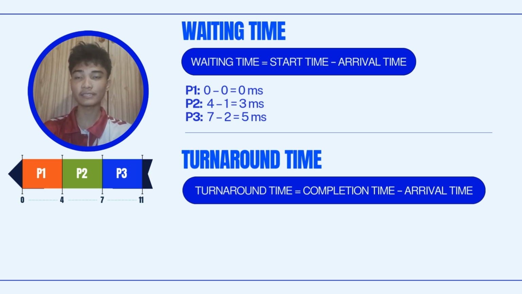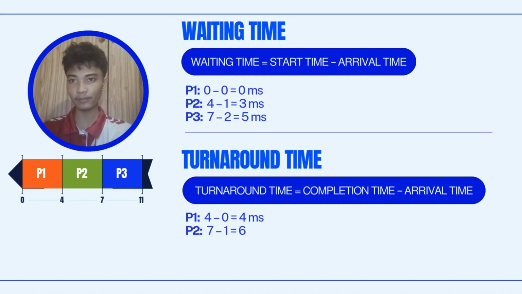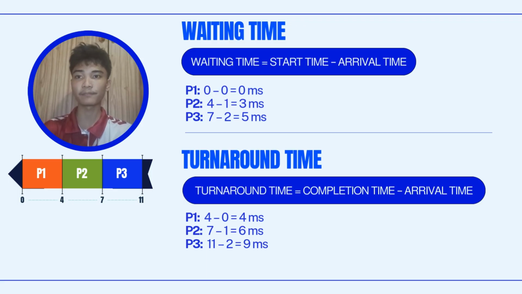Next is turnaround time, and the formula is turnaround time is equal to completion time minus the arrival time. This gives us the total time a process spends in the system. Now for example, the turnaround time for process P1 is equal to the completion time, which is 4, minus the arrival time, which is 0, so the turnaround time for P1 is 4. This means that process P1 spent a total of 4 units of time in the system, from the moment it arrived until it was fully completed.